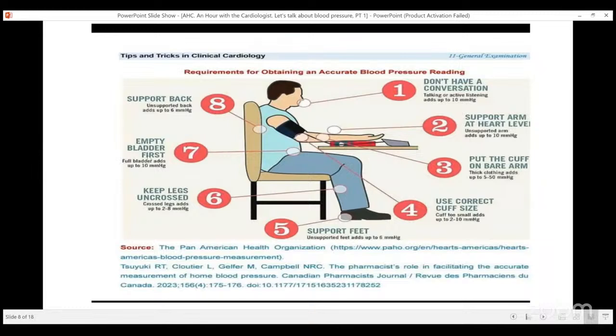Empty your bladder. Make sure you are not pressed. If you are pressed, go and ease yourself before you check your blood pressure, because if you do it while your bladder is full, it can also add to your blood pressure. And then support your back. Don't sit without support. You can see in this picture that this person's back is against the chair.